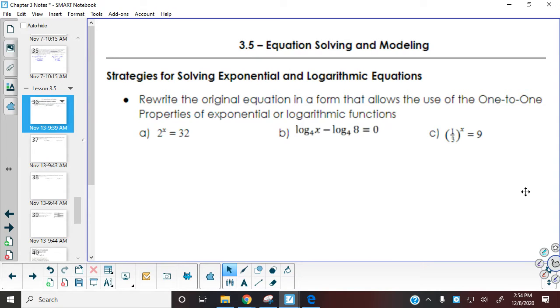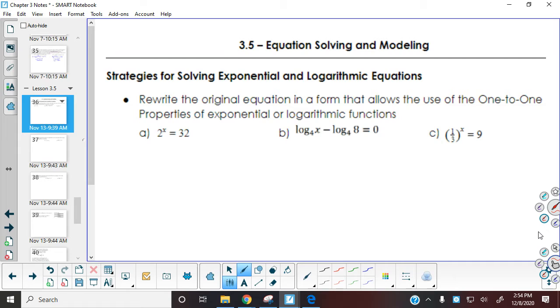So what we are looking at today is solving equations with logarithms or exponential equations. There are going to be three different strategies that we're going to look at for solving exponential and logarithmic equations. Your very first strategy is to rewrite the original equation in a form that allows the use of the one-to-one properties of exponential or logarithmic functions.